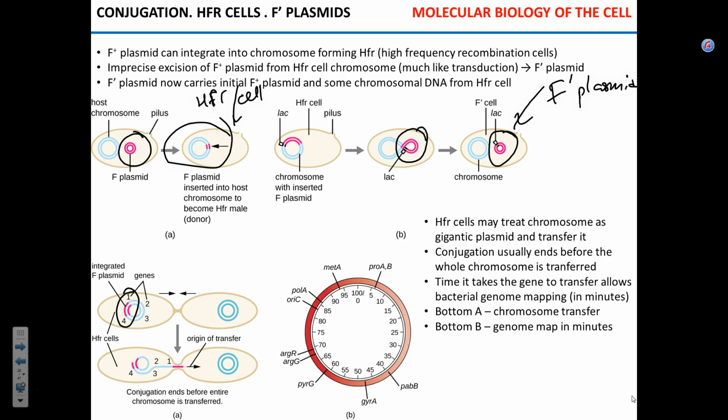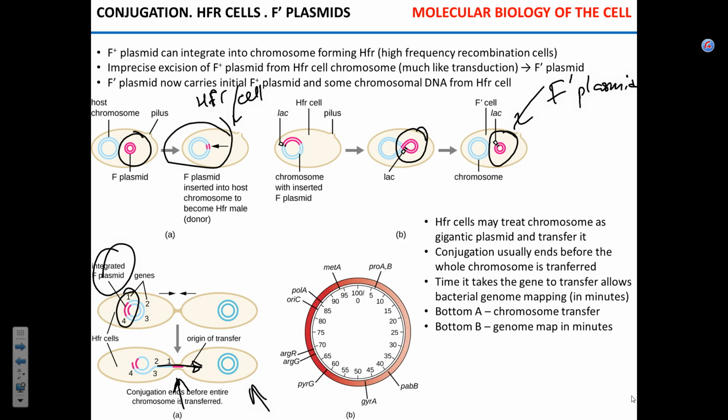So when that F plasmid tries to transfer the chromosome through the pilus, this process takes a lot of time. We talk about minutes. And usually the pilus is broken before the entire chromosome is transferred. Does that make sense? So essentially, the recipient cell will receive a piece of the original chromosome. It is used for so-called genome mapping.